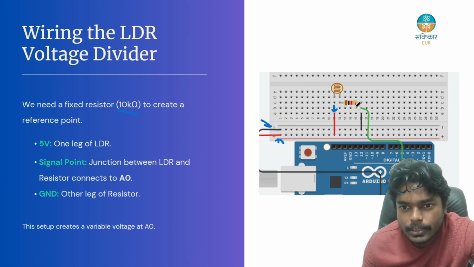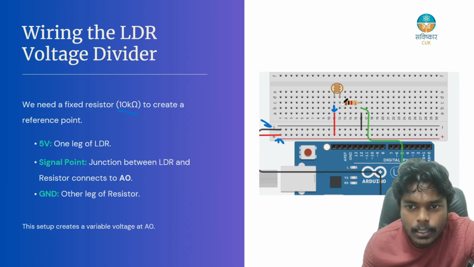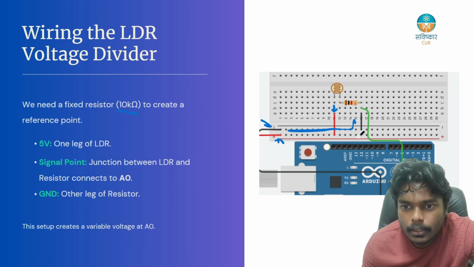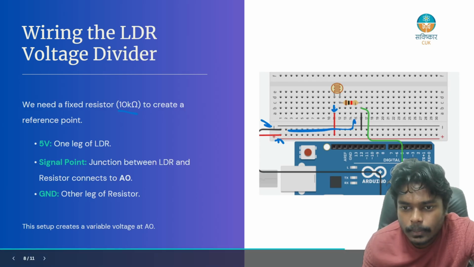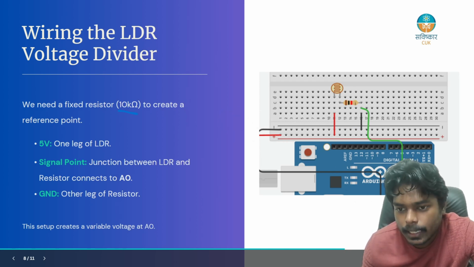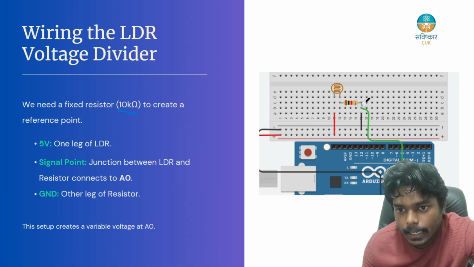So this is a 10 kilo ohm resistance, and we have to connect the other end to the ground pin, all right? So that's how we have to connect it. Then we have to take the analog input from the end where this resistance is ending, right?